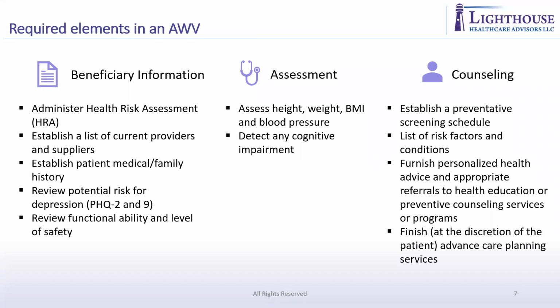We have our beneficiary information that we have to collect, the assessment that we complete, and counseling on behalf of the healthcare provider. So under the beneficiary information, the provider or clinician is going to administer a health risk assessment, otherwise known as an HRA. The HRA is very comprehensive. It collects self-reported information, and it's tailored to communicate what patient needs exist.